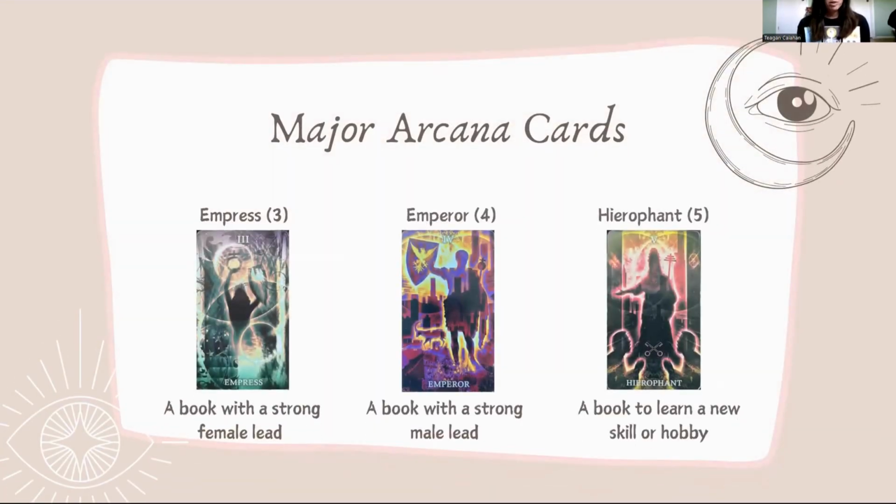Next is the Empress. She is all about divine feminine energy. So this is saying, pick a book with a strong female lead. And her counterpart here is the Emperor. He is divine masculine energy. So that's telling you or whoever to read a book with a strong male lead.